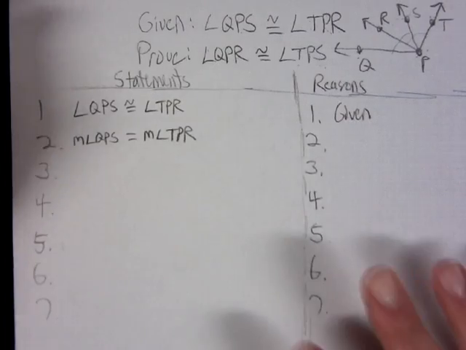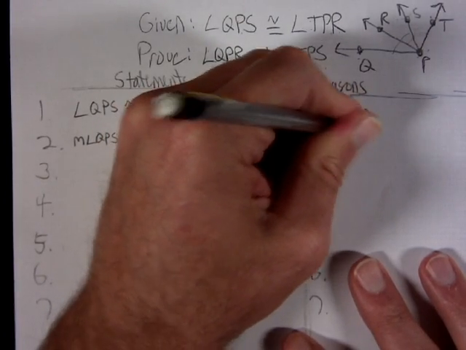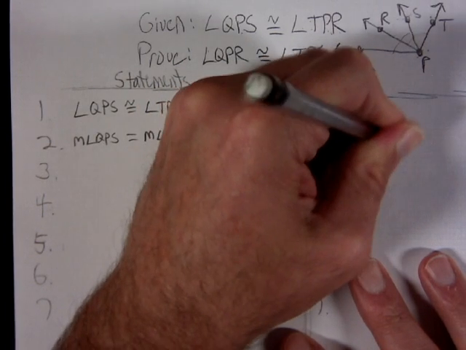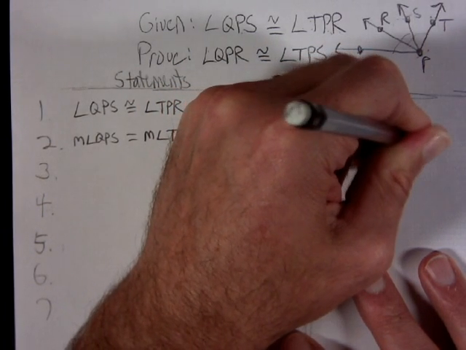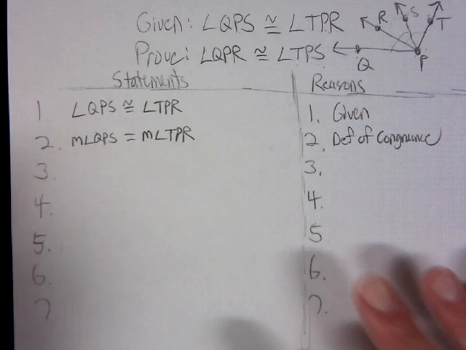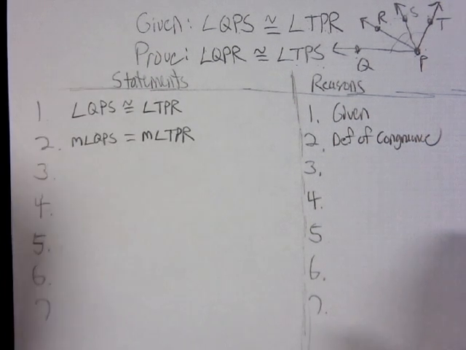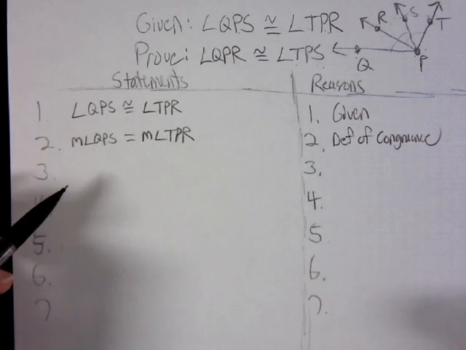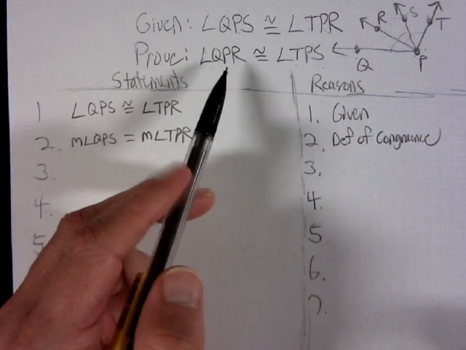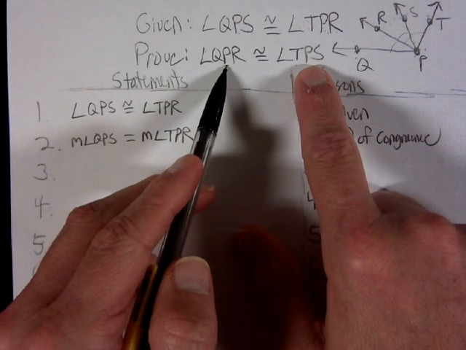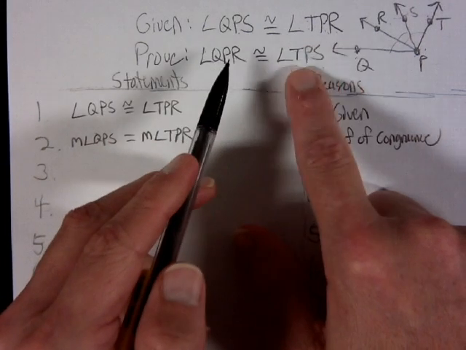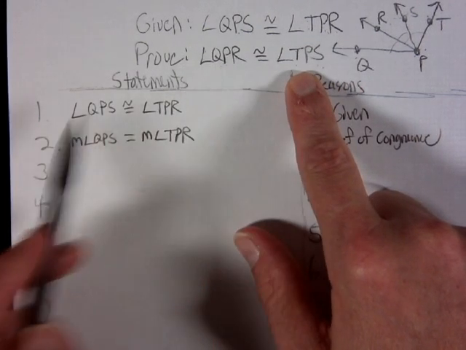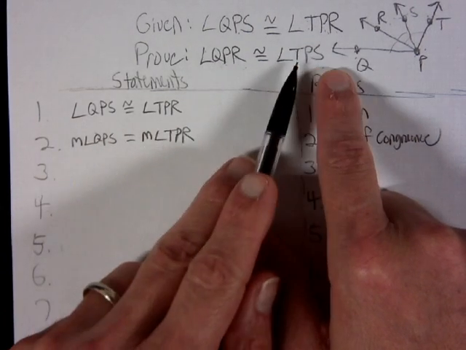By definition of congruence, and so once again, we want to change it from congruent to equal so that we can use addition, subtraction, multiplication, all that stuff. Okay, now, there's nothing else we can get from the given information, but remember your next step. You want to see what they're asking you to prove and see how you can get these parts into your proof. Right now we have no QPR and we have no TPS.